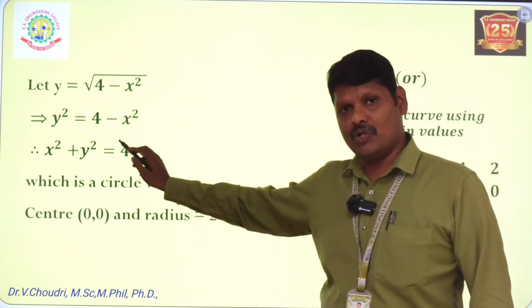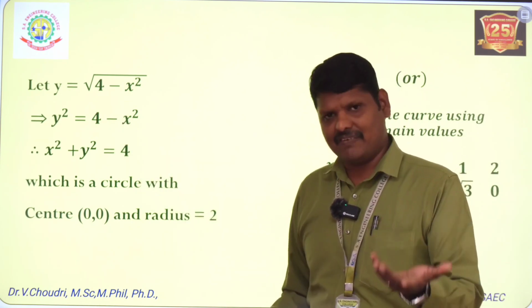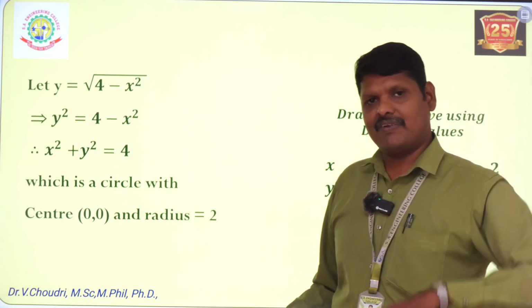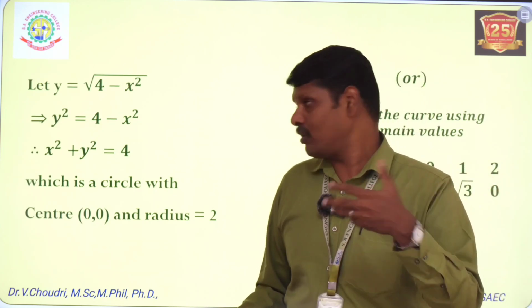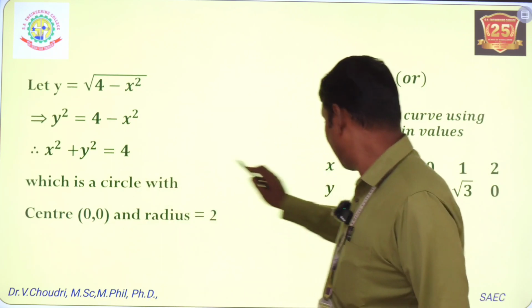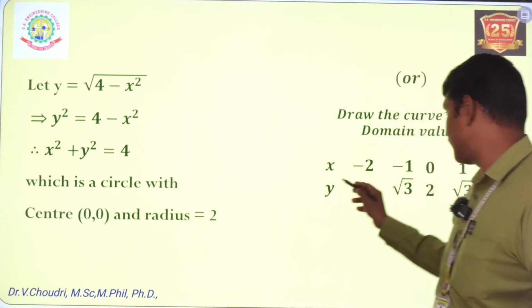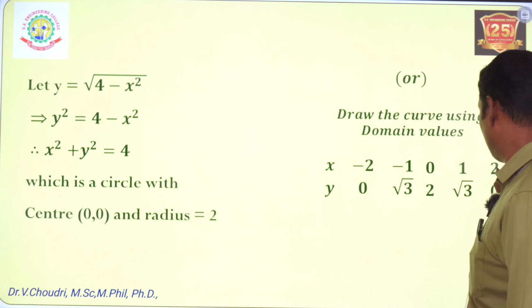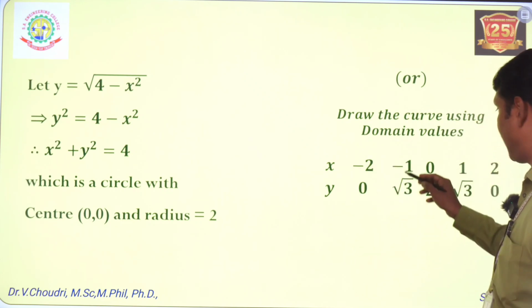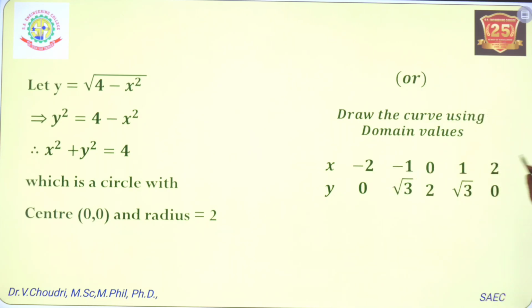Or draw the curve using the domain values. Here the curve is well known, you know the circle, that's why I identified it as a circle. Otherwise, suppose the given equation is not well known, how do we identify the function? Using x values and y values. What is the domain of x values? Minus 2 to 2 and the values between. So I take the x values minus 2, minus 1, 0, 1, 2.